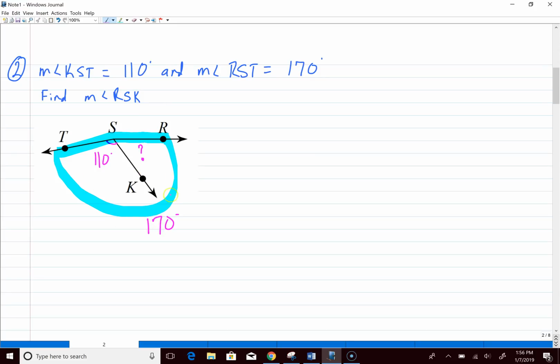So if you know the whole angle, if you know the total, and you know this angle here, how would you get the missing side? You would subtract, right? Of course, the way it would be written now would be the measure of angle RST, because RST is the whole angle, is equal to the two smaller ones inside, the two adjacent angles. The measure of angle KST plus the measure of the angle RSK.